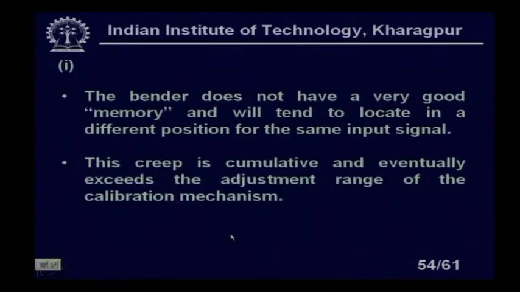The bender does not have a very good memory, that means it has a creep, and will tend to locate in a different position for the same input signal. This creep is cumulative and eventually exceeds the adjustment range of the calibration mechanism.